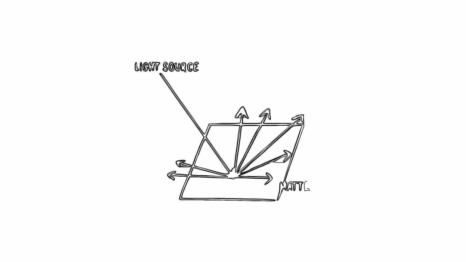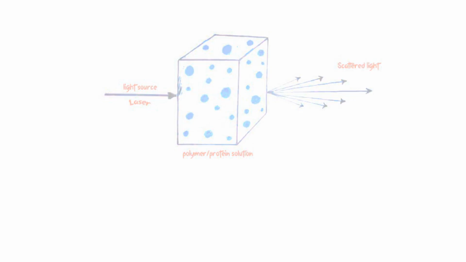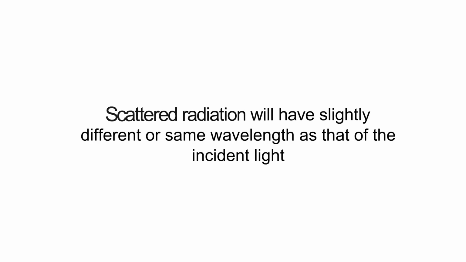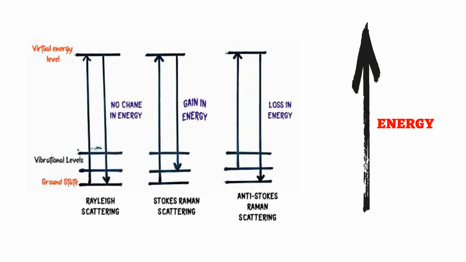And finally, if light interacts with matter and redirects itself, then this event is called scattering. This process may or may not involve the transfer of energy. So scattered radiation will have slightly different or the same wavelength as that of the incident light. Depending on the shift compared to the original light, these scatterings have different names, such as Rayleigh, Brillouin, and Raman.